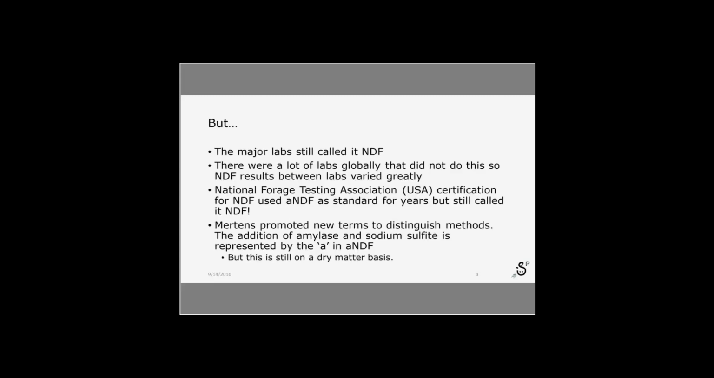But there were a lot of labs, as we look globally, that were not using these methods, and they still called things NDF. So we still had all this confusion. The National Forage Testing Association in the U.S., their certification for NDF has used aNDF for years. They still called it NDF. And to reach the level of certification, the participating labs had to use the method with sulfite and amylase.